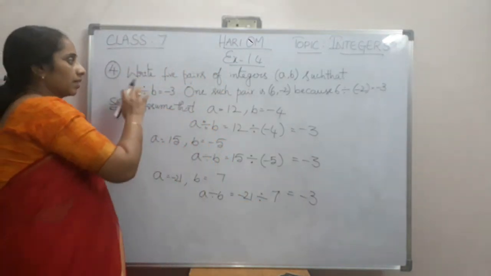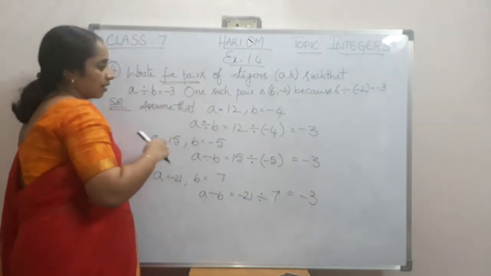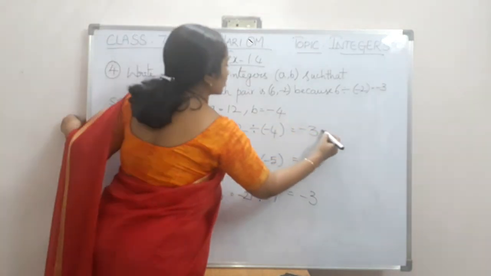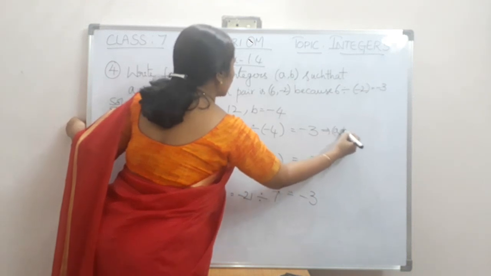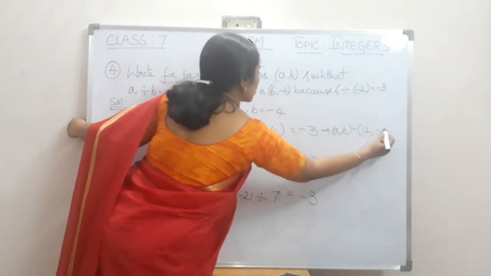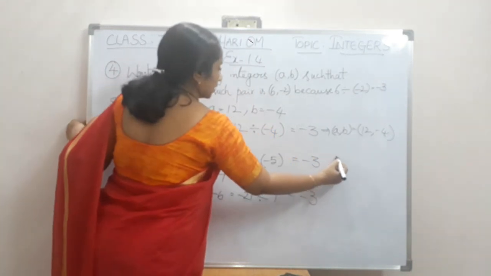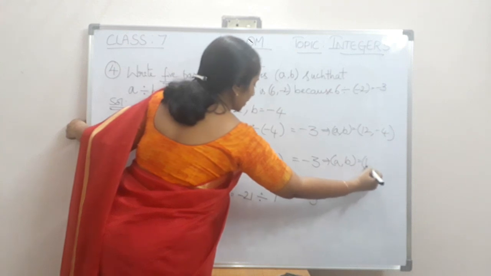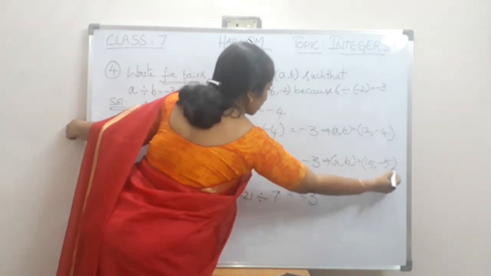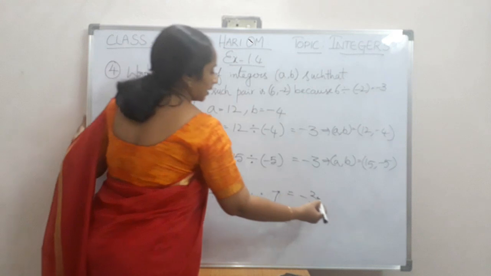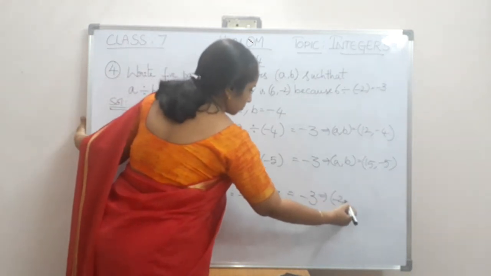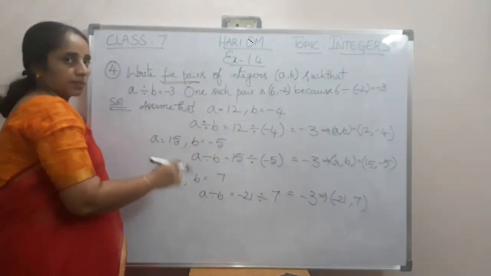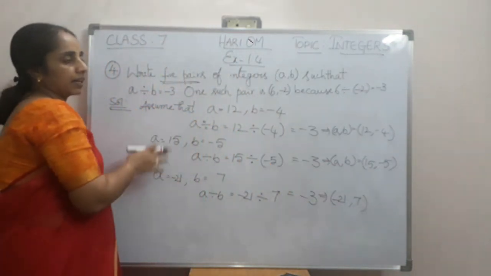Okay. So they asked you to write 5 pairs. I already discussed 3 pairs with you. That is, A comma B is 12 comma minus 4, here 15 comma minus 5, and here minus 21 comma 7. The remaining you can continue and complete.